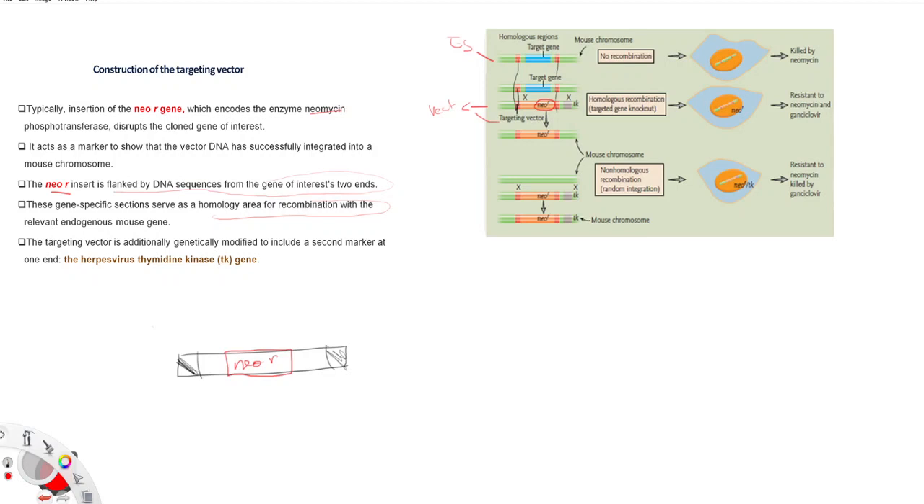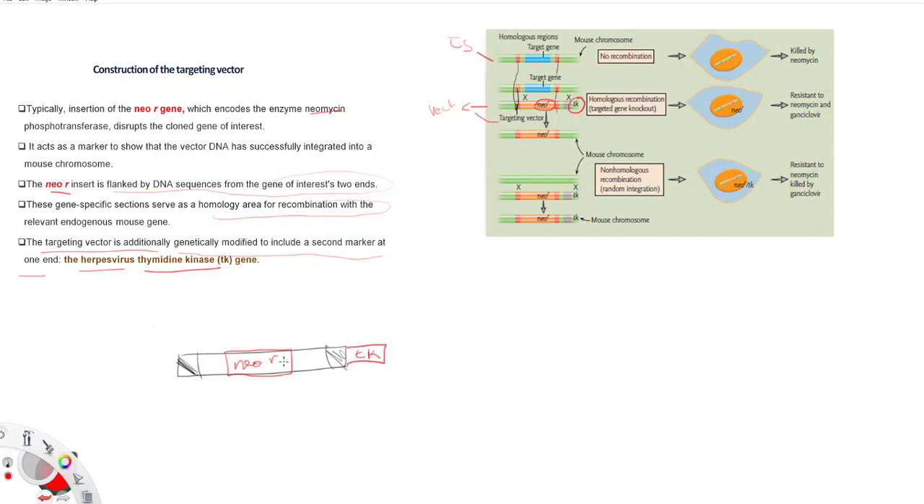Then, in addition to that, we also put in a targeting vector a genetically modified gene to induce a second marker at one end, not in both ends, at one end here. We add this TK gene. It stands for thymidine kinase from your herpes virus. So we are going to add another region here. We will put this TK gene.